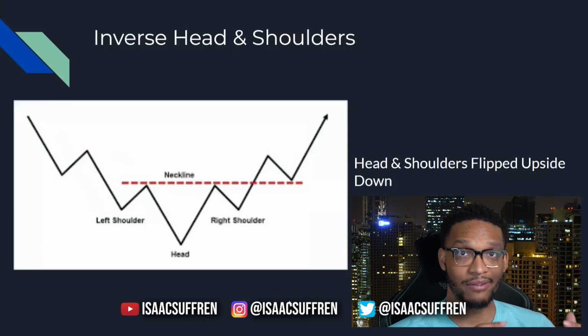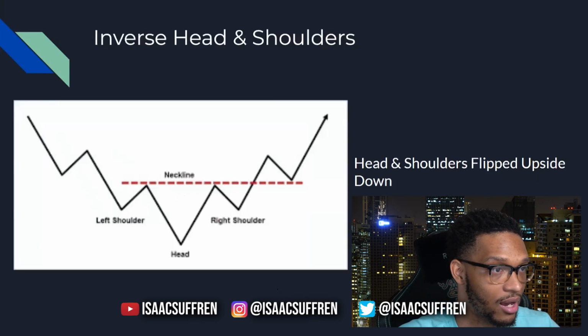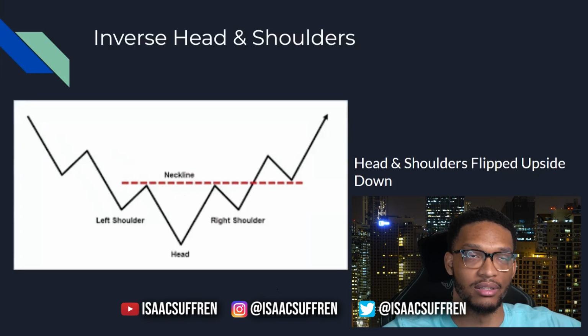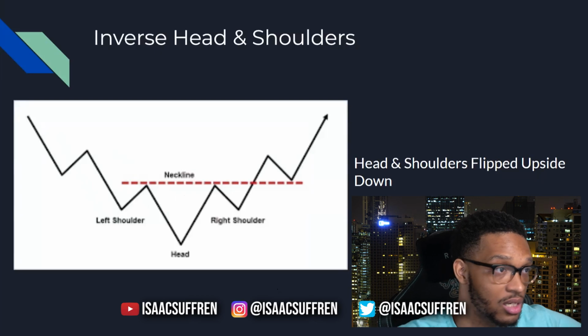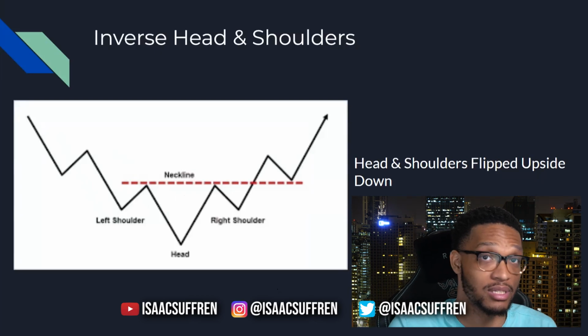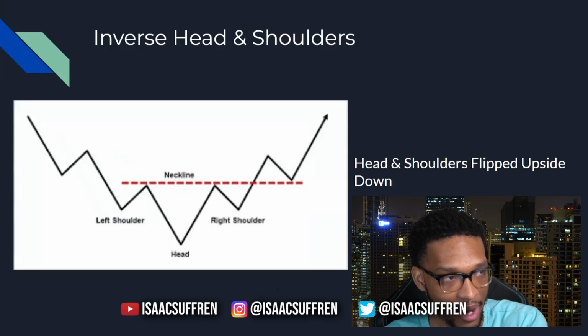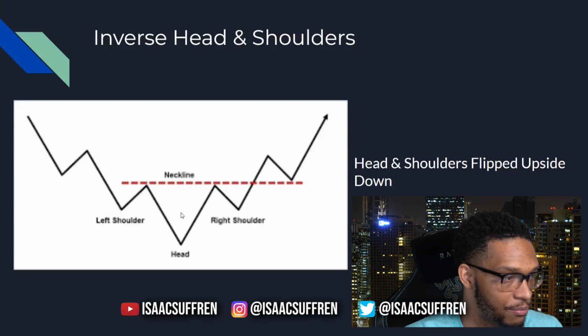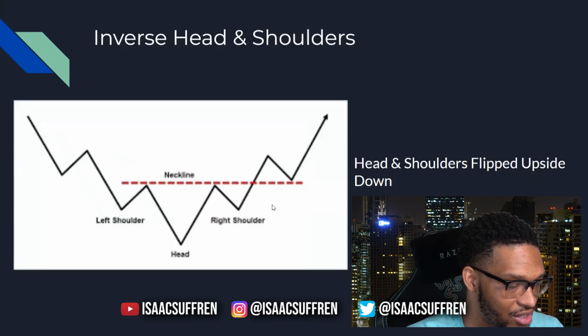Next, now I know I said flags, triangles, and wedges, but I had to just throw this in here because you'll see when we get to the charts. This is called an inverse head and shoulders. This is the opposite of the head and shoulders, which is a bearish pattern. The inverse head and shoulders is a bullish pattern. Pretty much you have your left shoulder, your right shoulder, and you have the head down here. And then where the left shoulder and right shoulder meet, that resistance level is called the neckline.